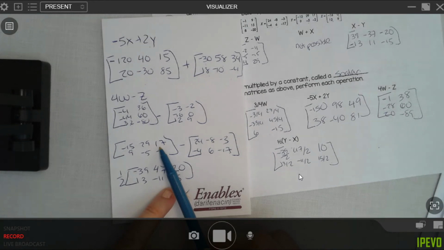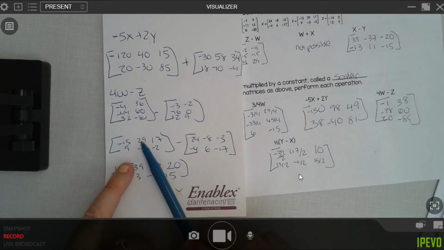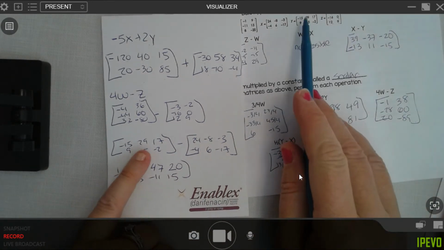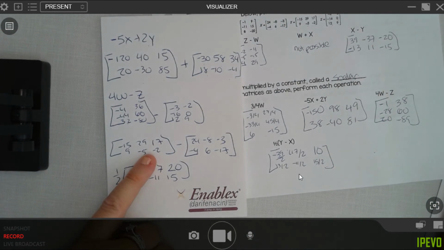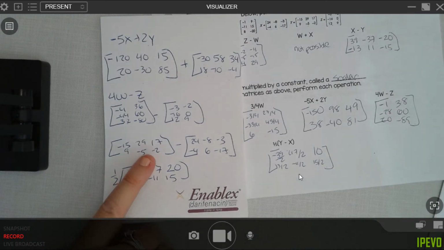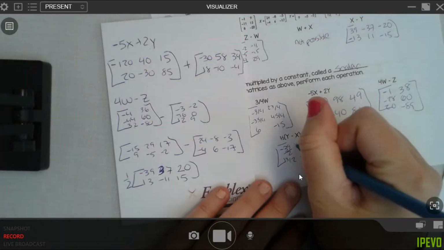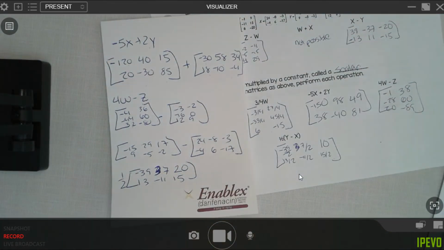17. Oh, wait, which one is right here? 29. Isn't that the problem? 29 and a negative 8. 37. Oh, I did it wrong. 37. So this is 37 here. That's what happens when you can't add.